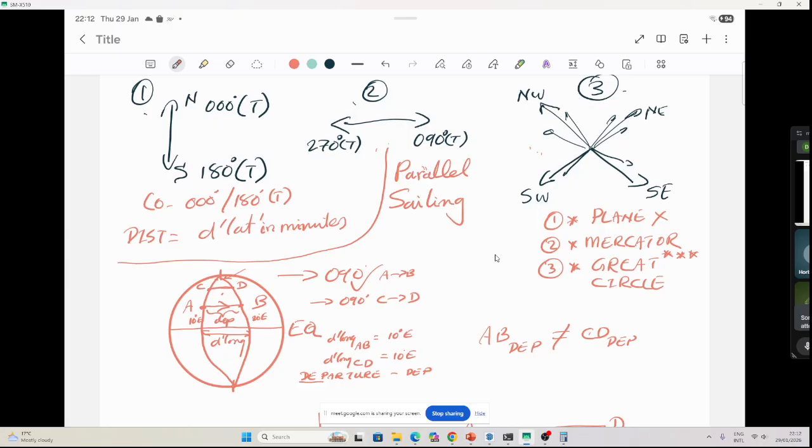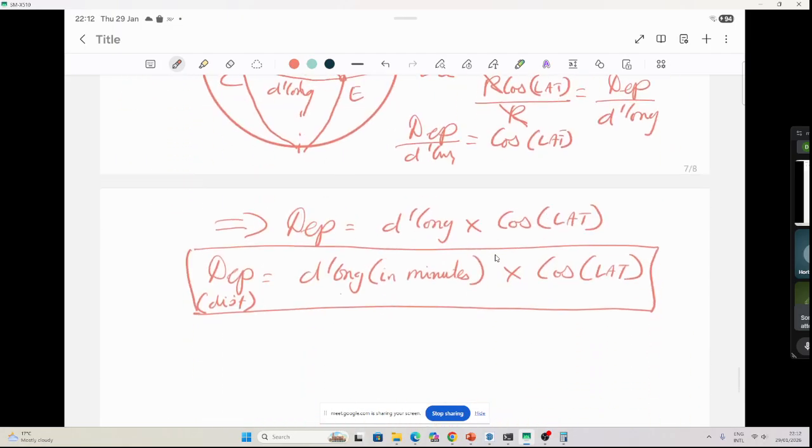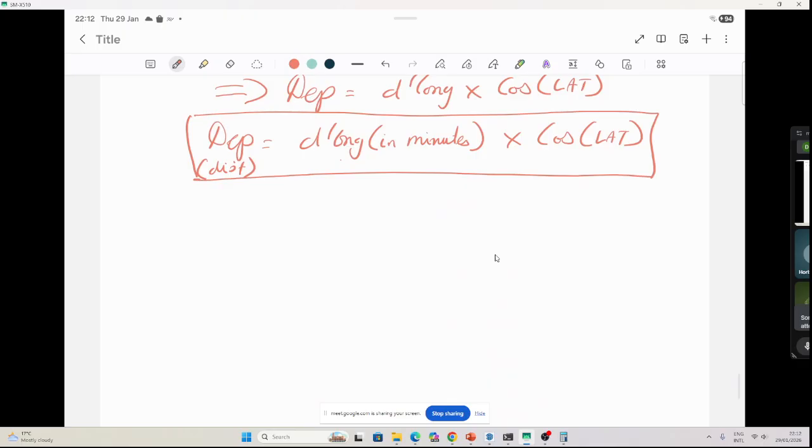Are we clear? Yes, sir. Right? But anyway, we have to learn all these three. We will learn that. But the most important sailing type is the Mercator sailing. You will learn that later why it is the most important one. Right? So let's go back to the parallel sailing. I will take only 5 minutes, guys.